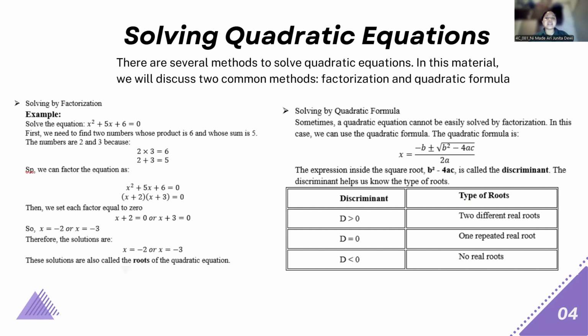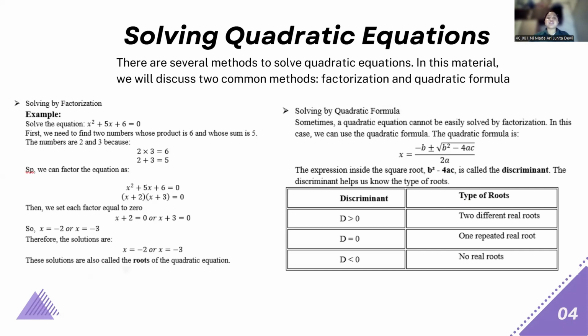So, we can rewrite the equation as (x plus 2)(x plus 3) equals 0. After that, we can set each factor equal to 0. So, x plus 2 equals 0 or x plus 3 equals 0. From the first factor, we get x equals negative 2. From the second factor, we get x equals negative 3. Therefore, the solutions are x equals negative 2 and x equals negative 3. These values are called the roots of the quadratic equation.